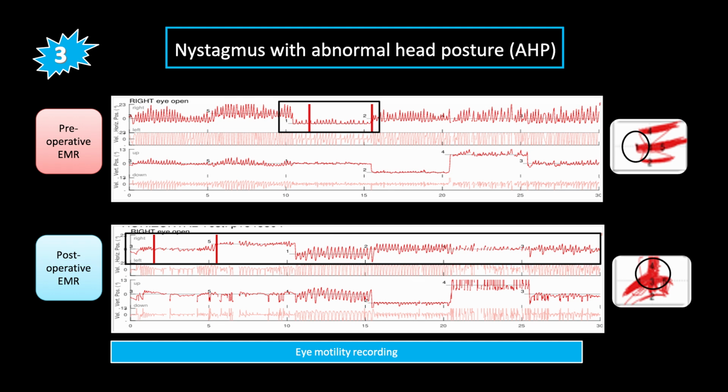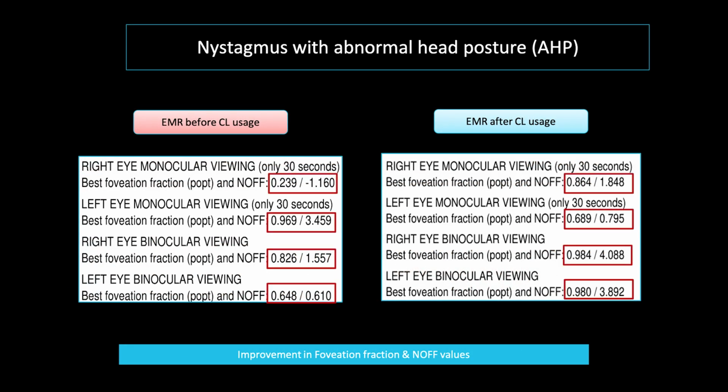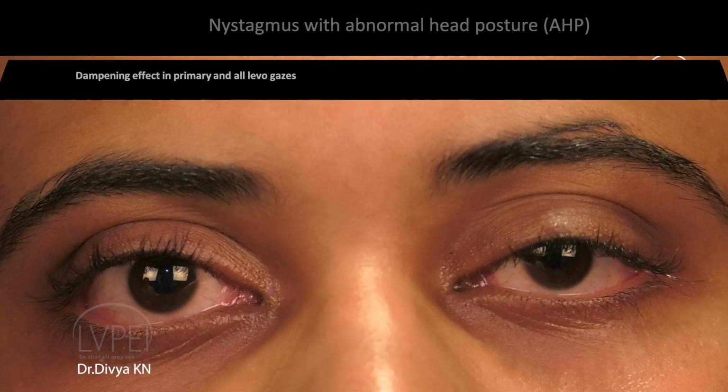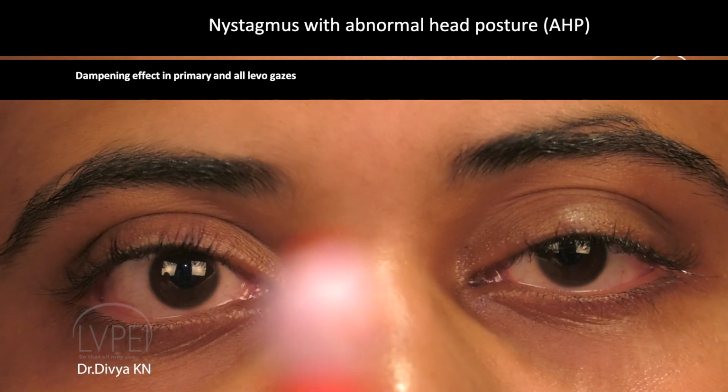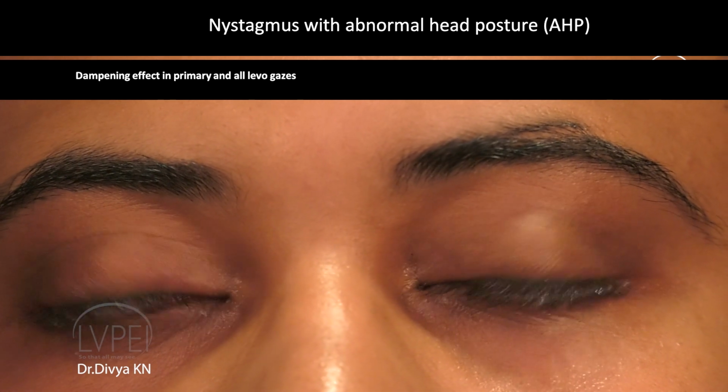Instead, we saw that nystagmus dampening effect occurring on range of gazes. Interestingly, literature also says that post-nystagmus surgery, amplitude and velocity reduces over the range of gazes instead of correcting it just for a primary gaze. His post-operative video recording shows reduction of nystagmus even clinically over large degree of gazes.